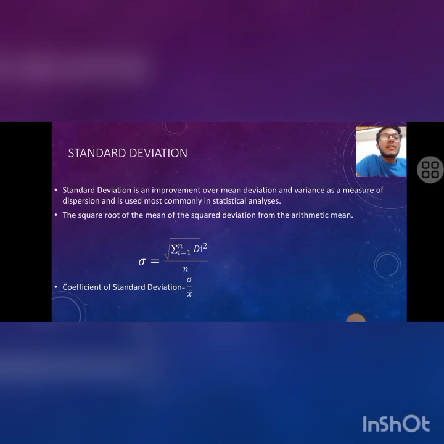Now what is standard deviation? Standard deviation is an improvement over mean deviation, and variance is a measure of dispersion and is used most commonly in statistical analysis. It is the square root of the mean of the squared deviations from the arithmetic mean. Rho equals the square root of sigma i equals 1 to n of d i squared divided by n. Coefficient of standard deviation equals rho divided by x bar.